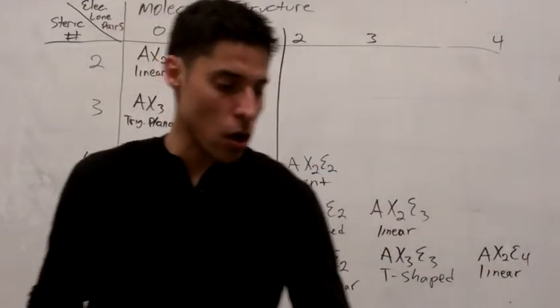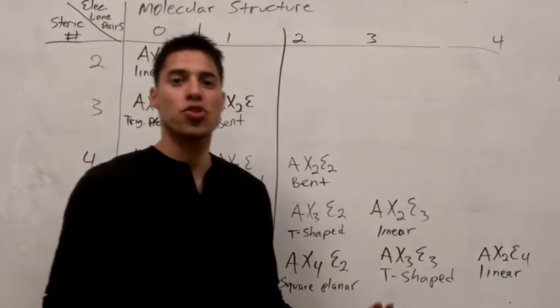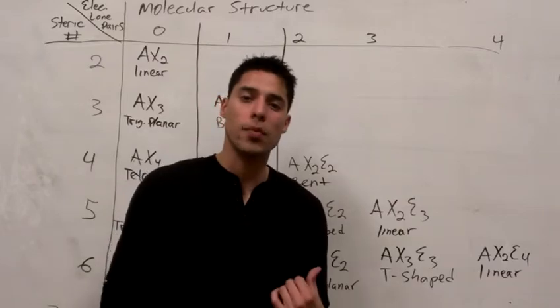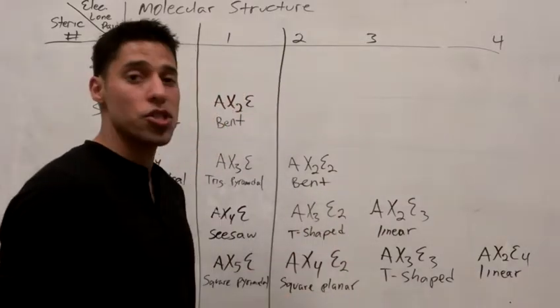And there you have it. This is our VSEPR chart using the AXE model of it to name all the geometric shapes.